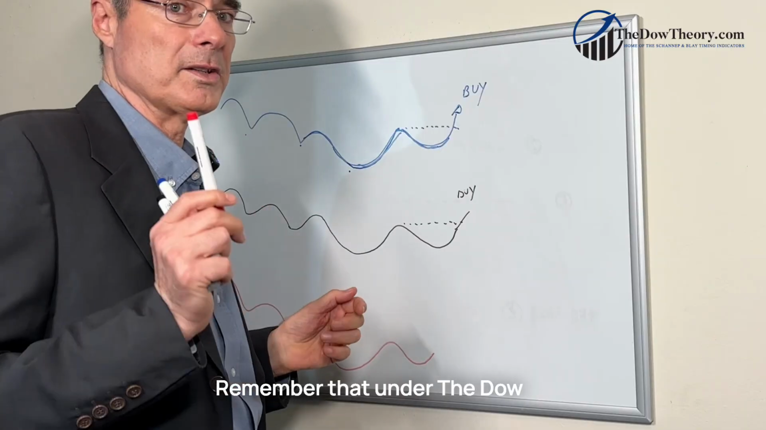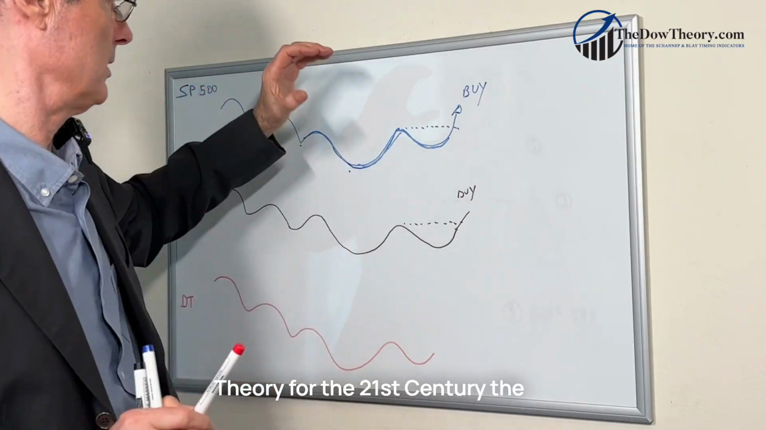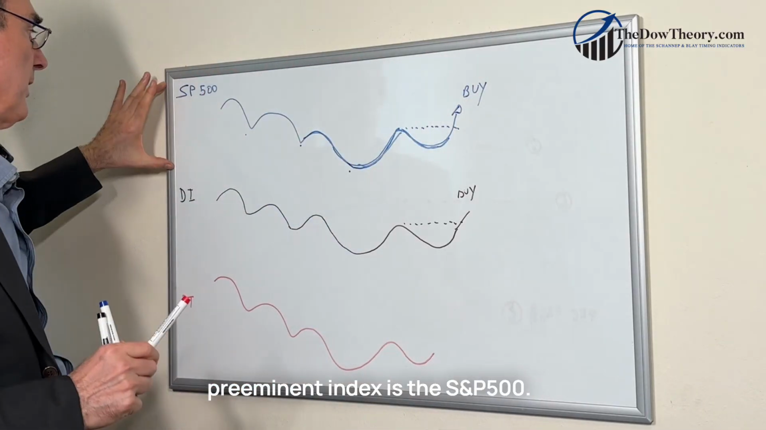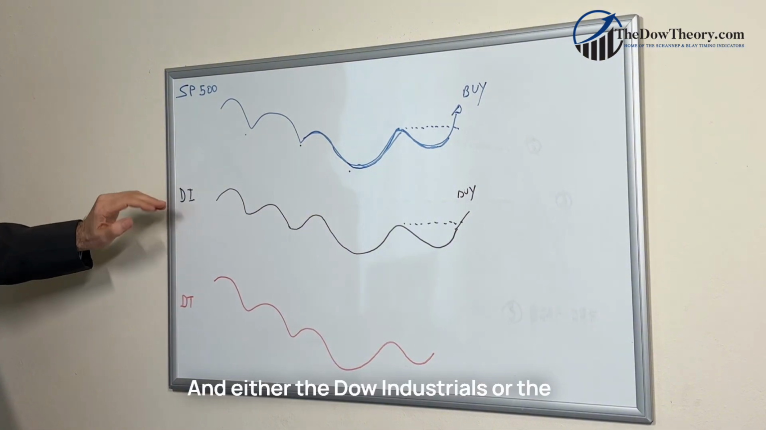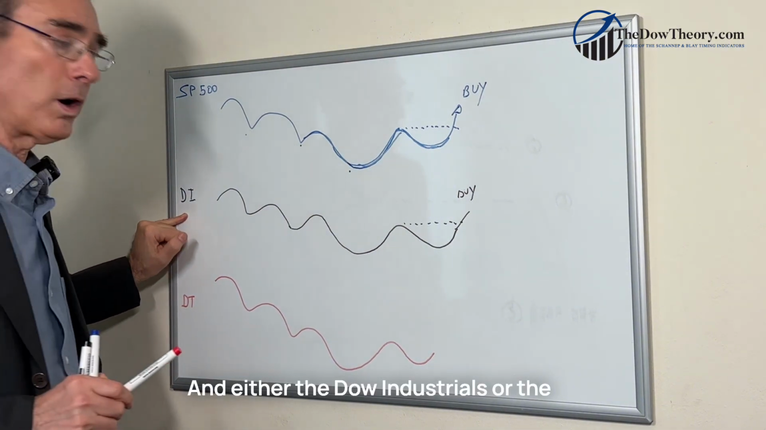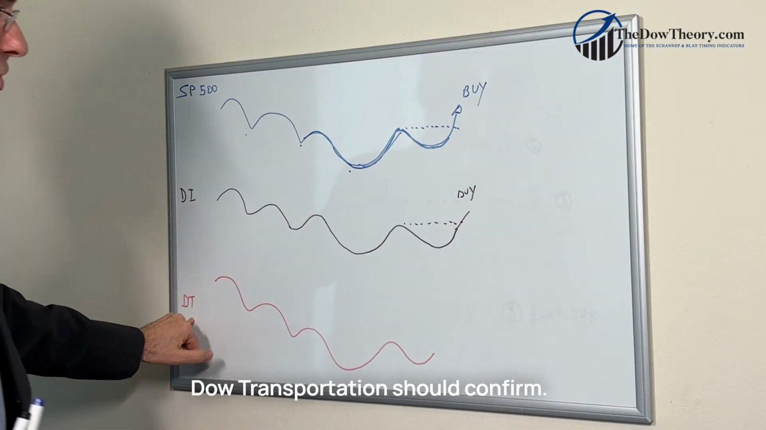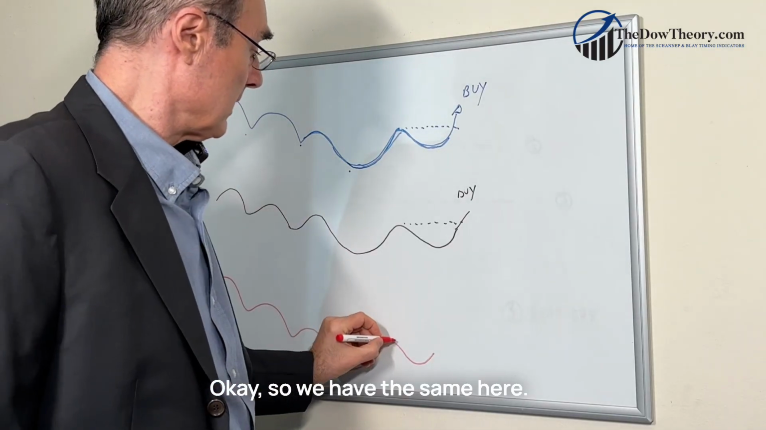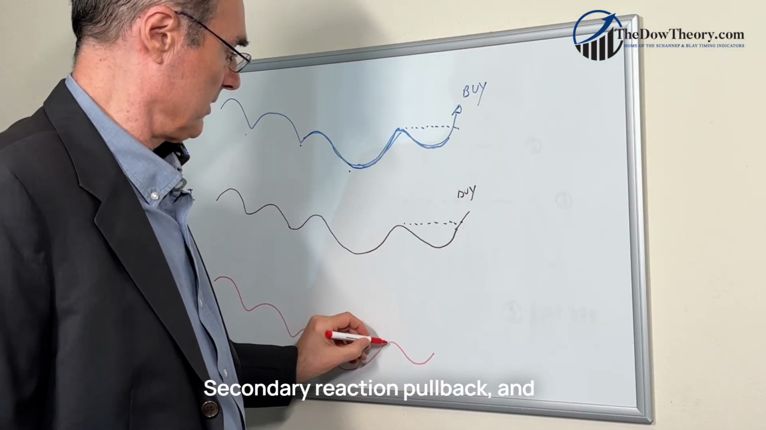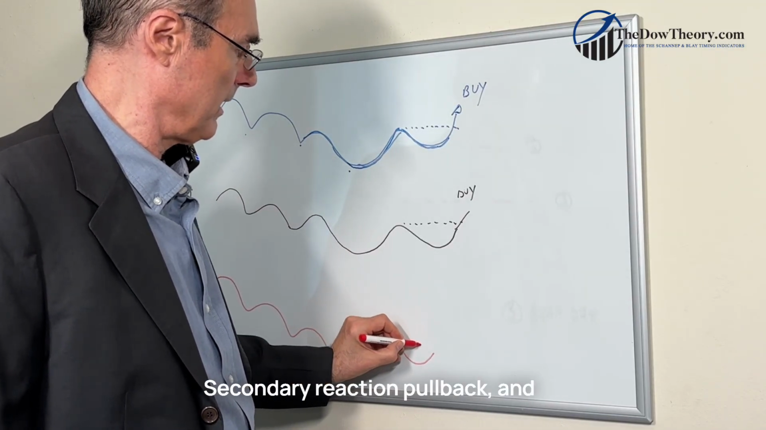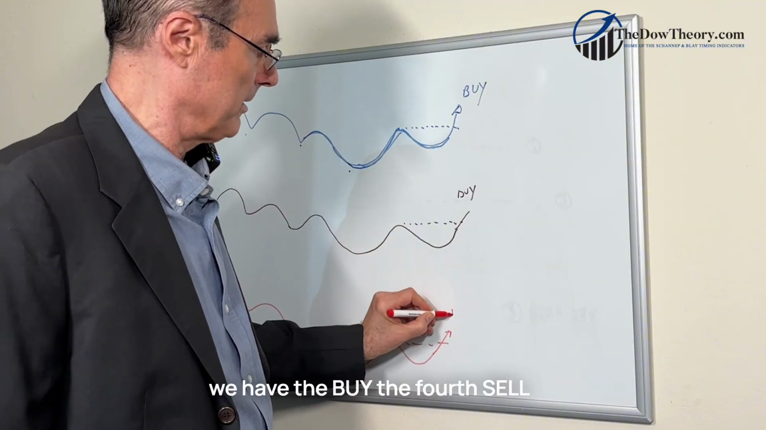Remember that under the Dow Theory for the 21st century, the preeminent index is the S&P 500, and either the Dow Industrials or the Dow Transportation should confirm. Okay, so we have the same here, secondary reaction, pullback, and we have the buy.